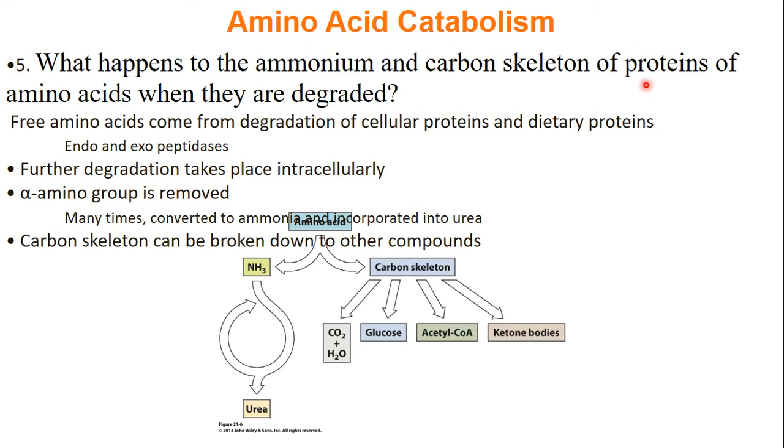Question 5. What happens to the ammonia and carbon skeleton of amino acids when proteins are degraded? My text covers this a little bit. The ammonia will usually go to the urea cycle. The carbon skeleton can be used in a lot of places. It can be broken down to carbon dioxide, made into glucose, made into acetyl-CoA, or made into ketone bodies. So there are a lot of ways that we can use the carbon skeleton of our amino acids.